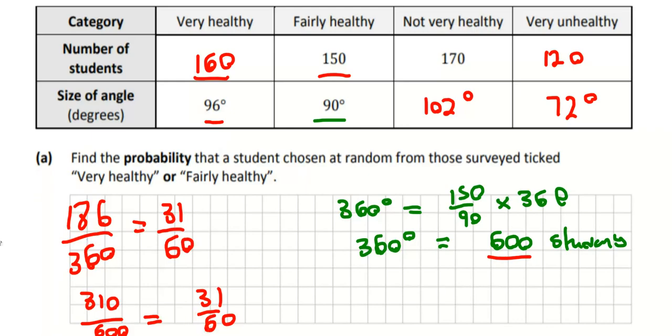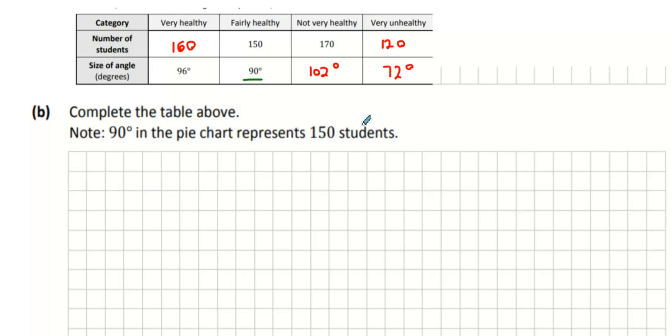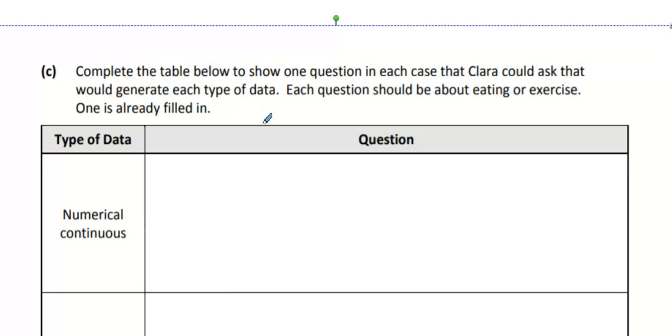Now, B, complete the table above. Done. It doesn't actually ask me to draw the pie chart. C, complete the table below showing one question in each that Clara could ask that would generate this type of data. Okay.